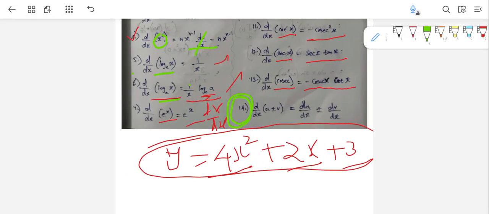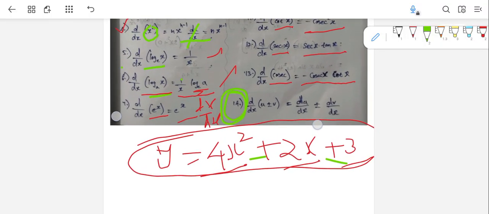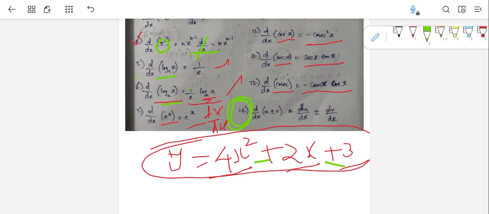Okay, so it's very simple, guys. Even if it is plus or minus, whatever may be, it's not about the sign here. You can just keep it as it is. What you can do, you can differentiate each part separately.